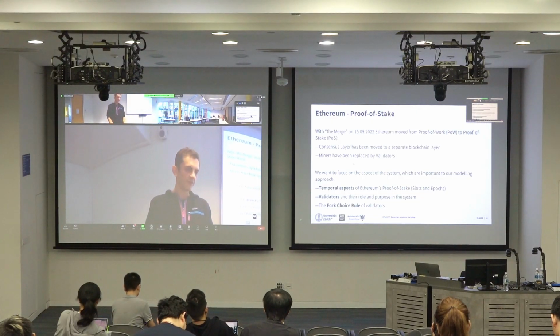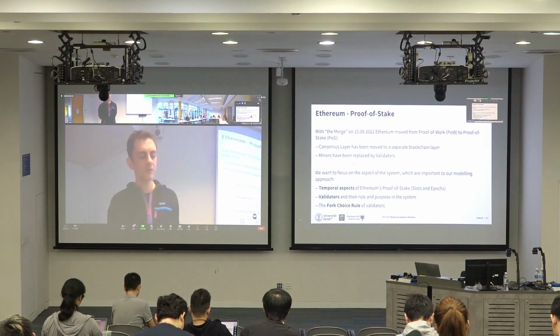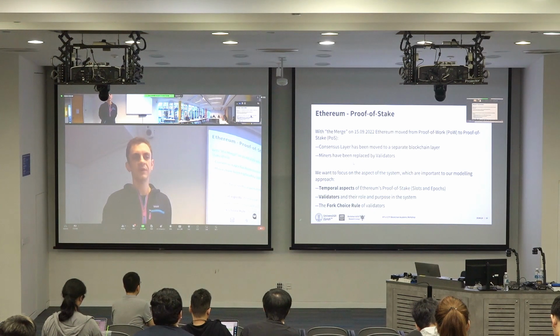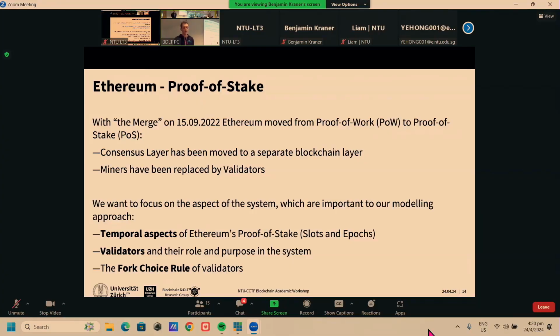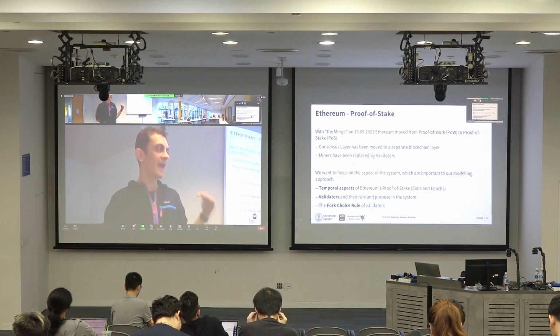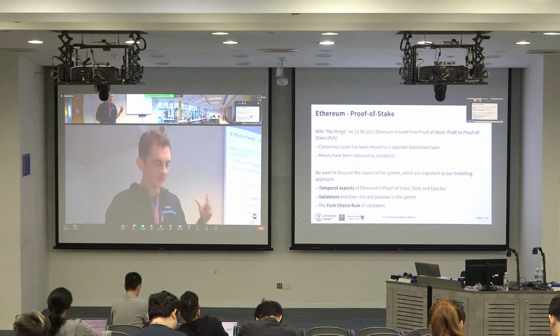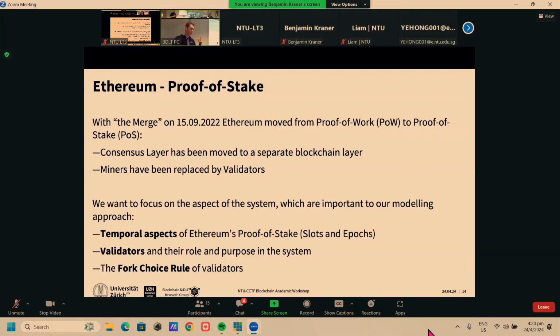Let me come to proof of stake Ethereum. I guess everybody knows what Ethereum is, one of the first and biggest blockchains. It used to work on proof of work, like Bitcoin. In September 2022, the merge happened and it migrated from proof of work to proof of stake. It introduced a separate blockchain layer, the beacon chain layer, or differently put, the consensus layer, which handles the whole proof of stake mechanism in Ethereum. So basically, miners have been replaced by validators, and it is, in my opinion, a slightly more complicated system compared to proof of work.